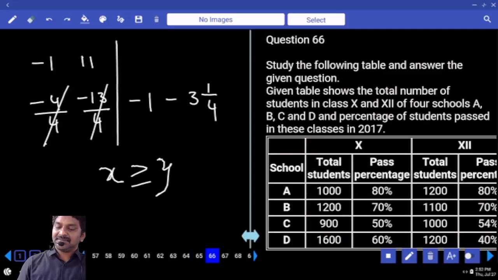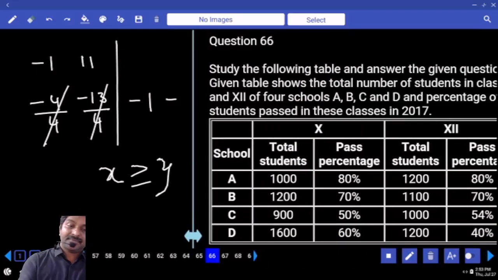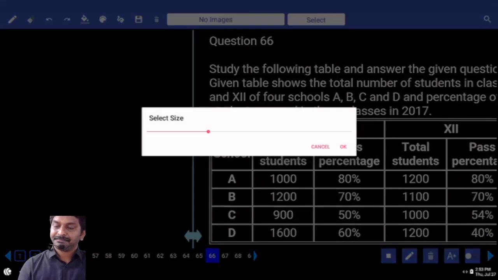Do you do this in exam? Yes, we'll have to do it. Oh no?